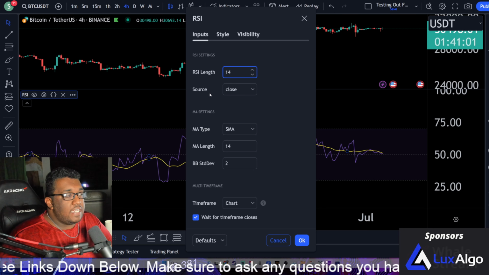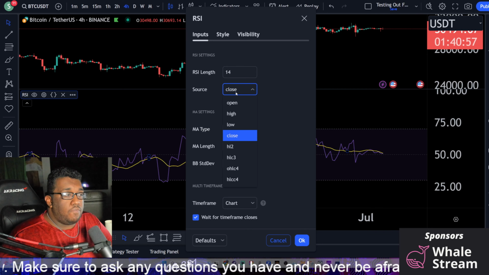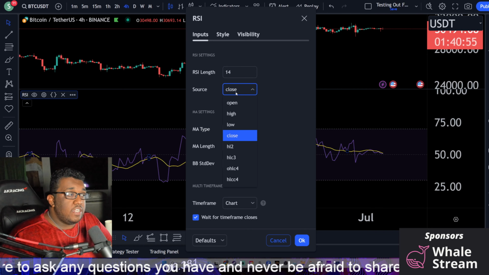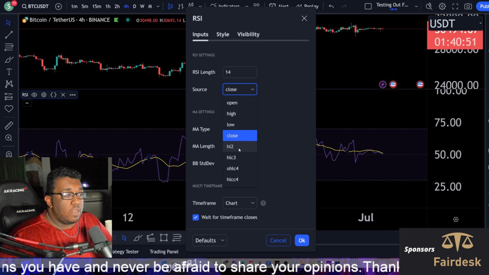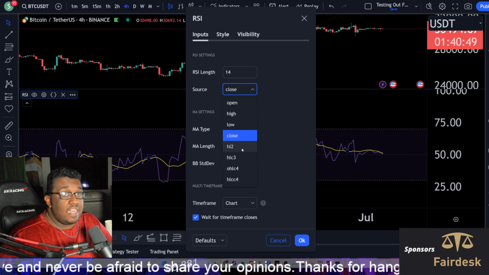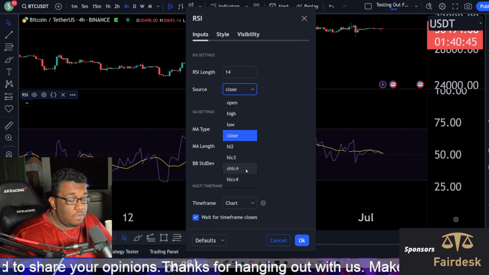Next below that, you guys are going to have what's called the source. So what numbers are going to be used in that formula? Not how many or the period, just which number. So are we going to be using the close, the open, the high, low, or a combination of them, like high and low, high, low, close, open, high, low, close, etc., okay?